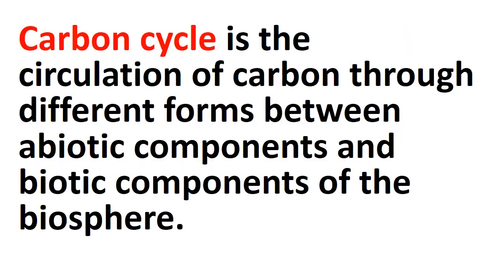So what is the carbon cycle basically? It is the circulation of carbon through different forms between the biotic and abiotic components of the biosphere. Carbon is being circulated in various forms between the components of the biosphere. That circulation of carbon is called the carbon cycle.